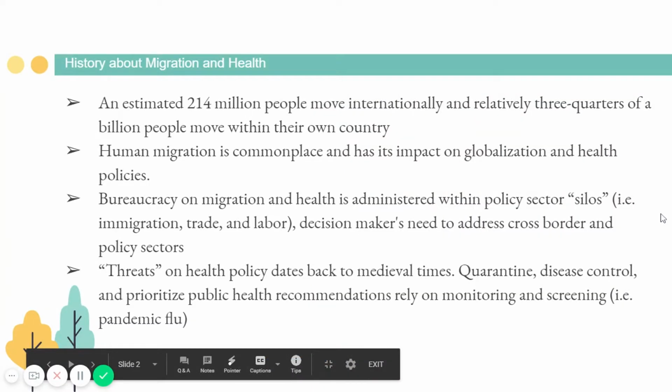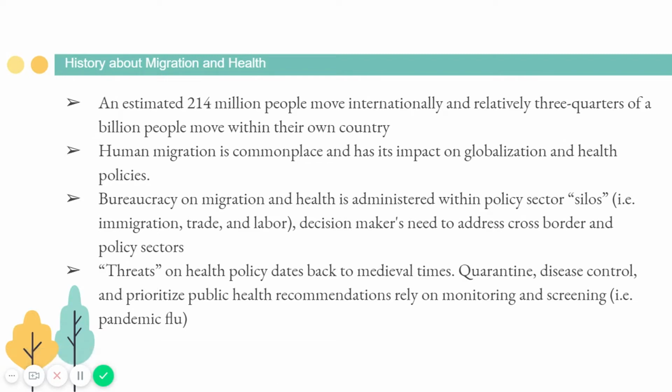Before we talk about our intervention, we should talk about the history of migration and health. Did you know an estimated 214 million people move internationally and roughly three-quarters of a billion people move within their own country? Human migration is commonplace in its impact on globalization and health policies. Bureaucracy and migration health is administered within policy sector silos, for example, immigration, trade, and labor. Decision makers need to adjust across borders and policy sectors.